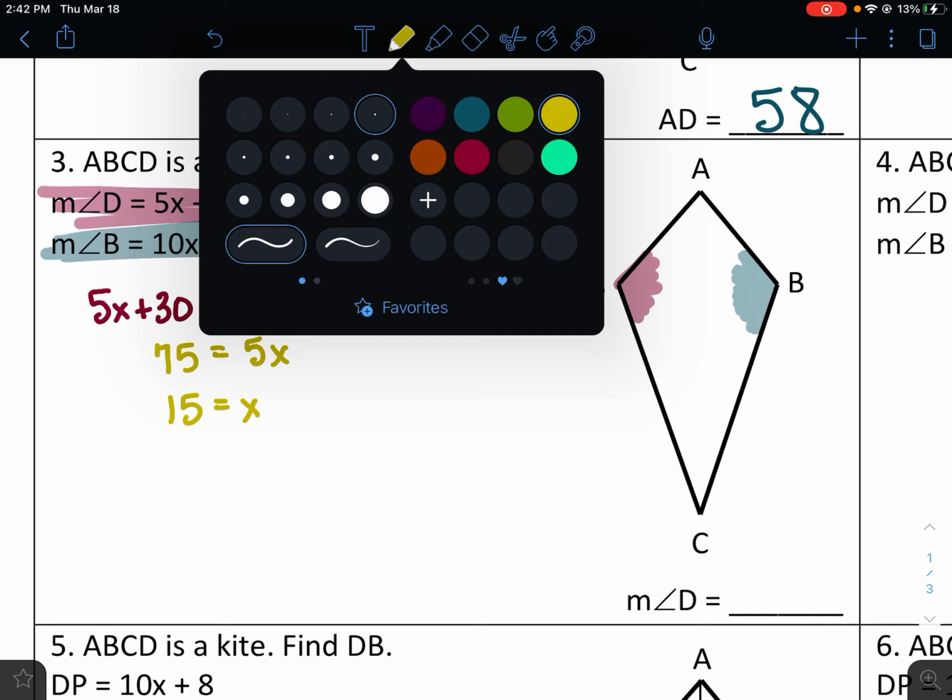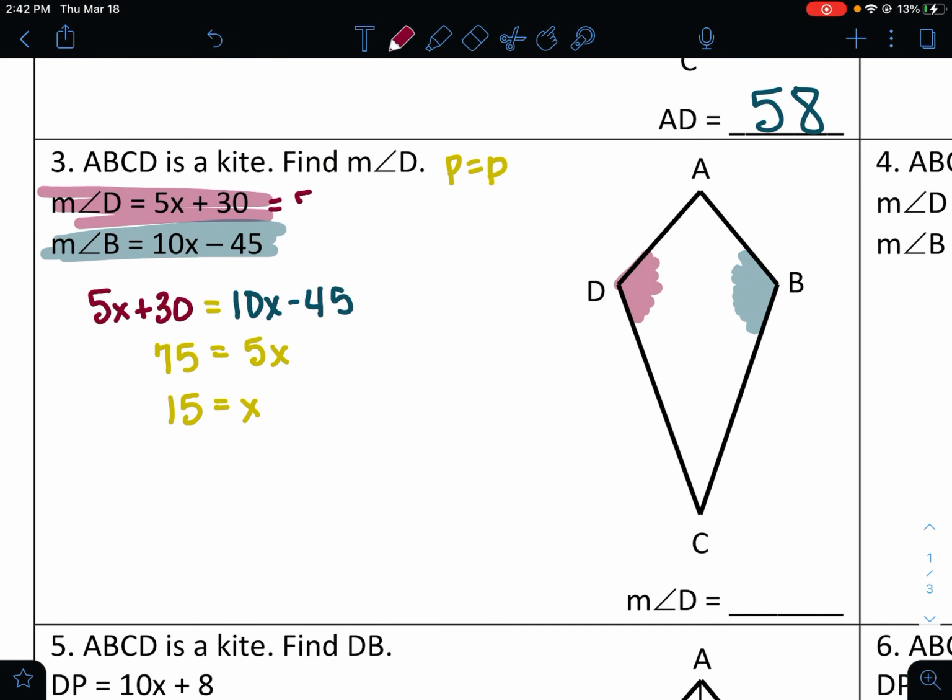And then we're going to plug it back in. So that's 5 times 15 plus 30. So that should be 105. And then for this one, we have 10 times 15 minus 45. So that's 150 minus 45, which is also 105. And these are both in degrees because this is an angles problem. Okay, and it's just asking us for angle D. So that's 105 degrees.